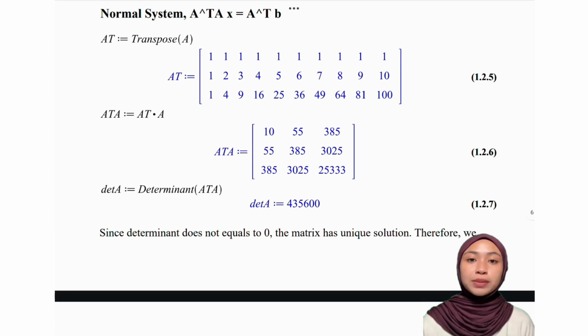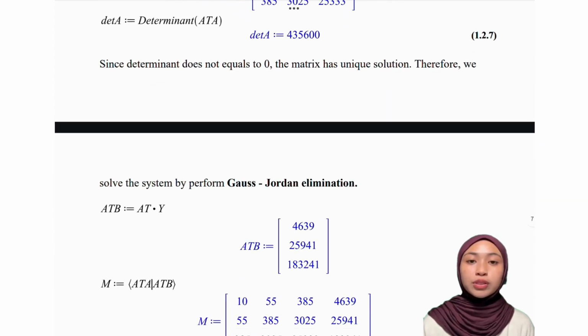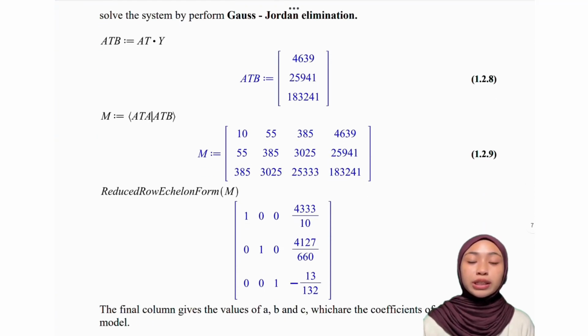The equation of the normal system is A transpose A x equals A transpose b. Firstly, we need to compute the determinant by calculating A transpose and A transpose A, which resulted in 435,600. Since the determinant does not equal 0, the matrix has a unique solution. Therefore, we solve the system by using Gauss-Jordan elimination.